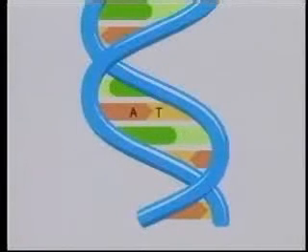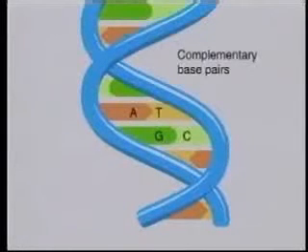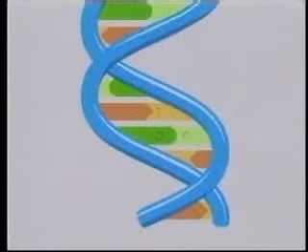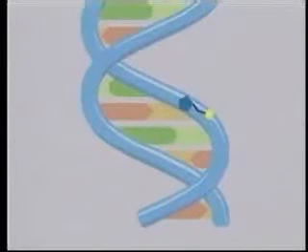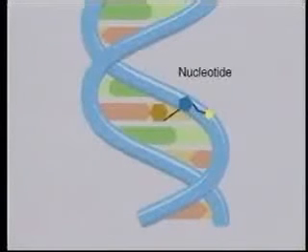A TA pair and a CG pair are called complementary base pairs. Each group of phosphate, sugar, and base is called a nucleotide.